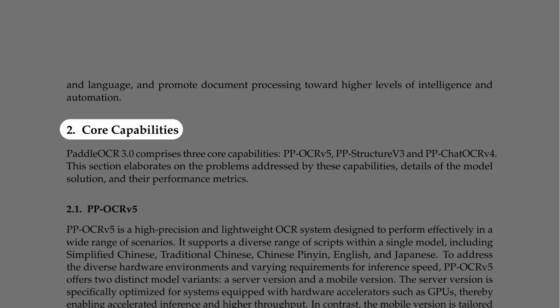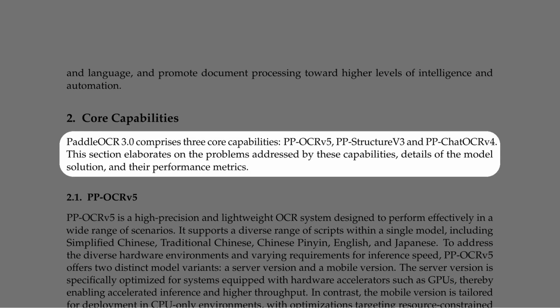2. Core capabilities. PaddleOCR 3.0 comprises 3 core capabilities: PP-OCRv5, PP-StructureV3, and PP-ChatOCRv4. This section elaborates on the problems addressed by these capabilities, details of the model solution, and their performance metrics.